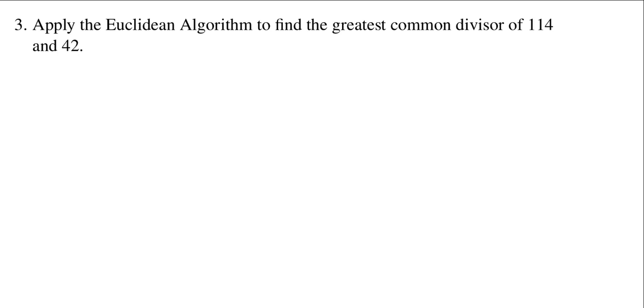Welcome back, everybody. This is our video solution to problem 3 from quiz 4, Spring 2023, Math 302 at Cal State Fullerton. And we're going to apply the Euclidean algorithm here to find the greatest common divisor of 114 and 42.